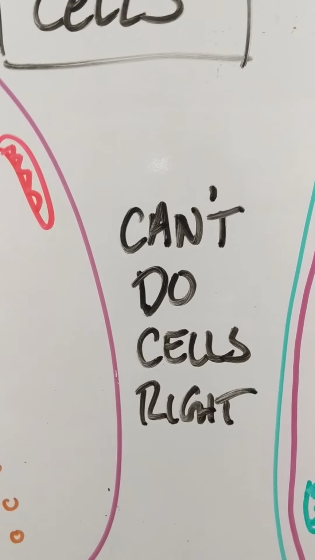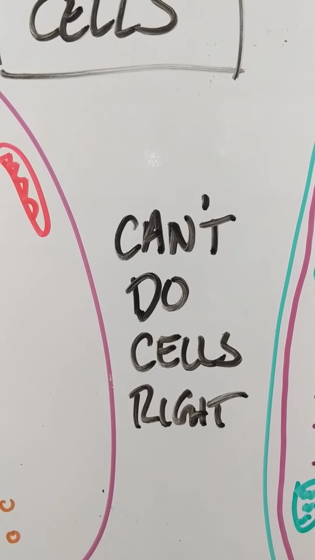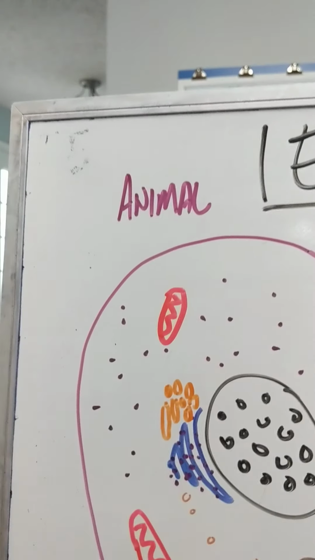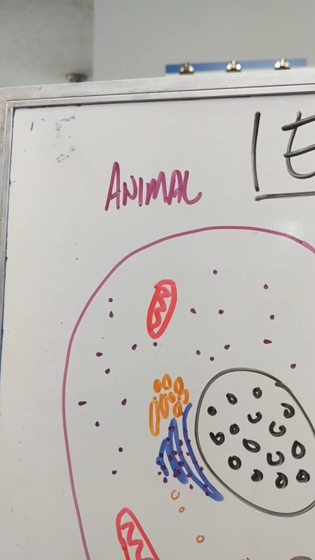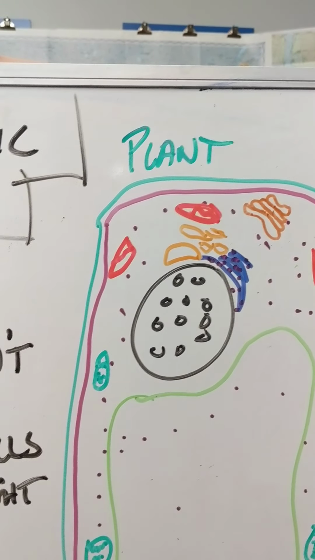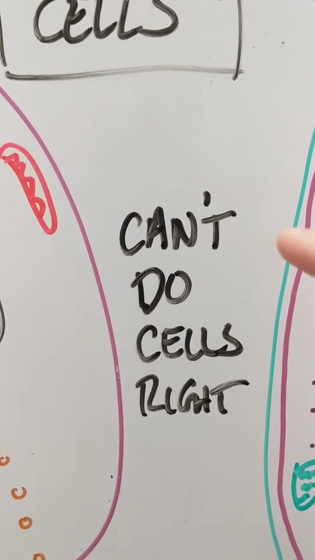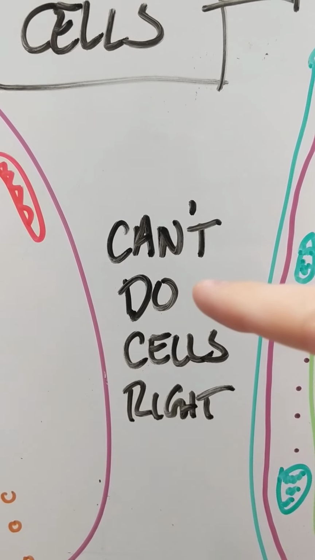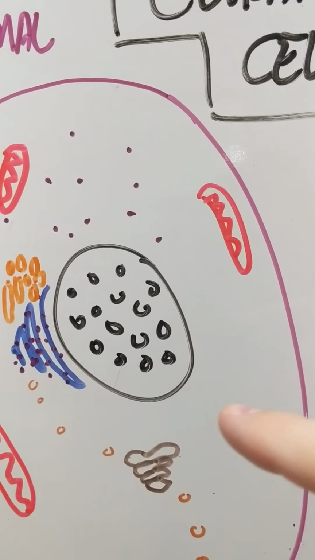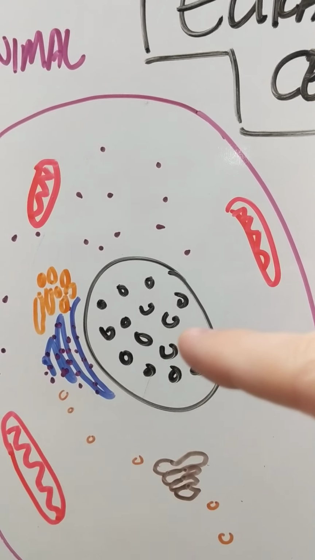We're going to go ahead and talk about some eukaryotic cells. Remember Mr. O'Brien's handy mnemonic device: Can't Do Cells Right, which are the 4 organelles shared between our 2 different types of eukaryotic cells, namely animal and plant. So betwixt the both of them, Can't Do Cells Right, we have cytoplasm, DNA, cell membrane, ribosomes. Cytoplasm, DNA, which is contained inside the nucleus.